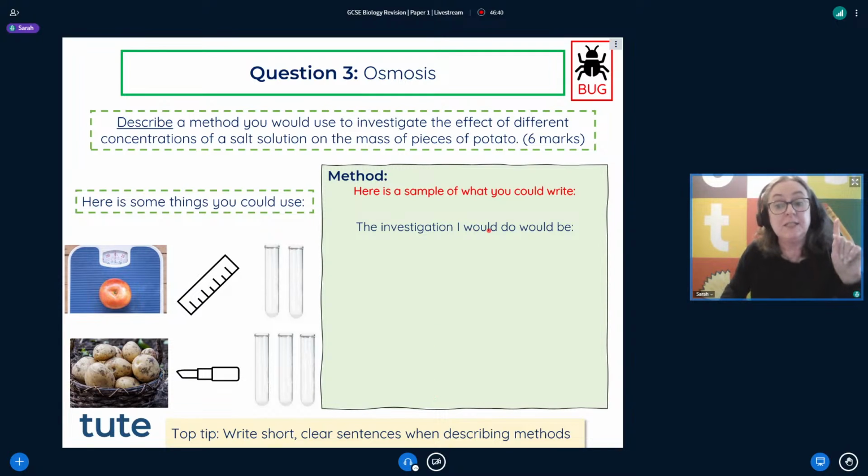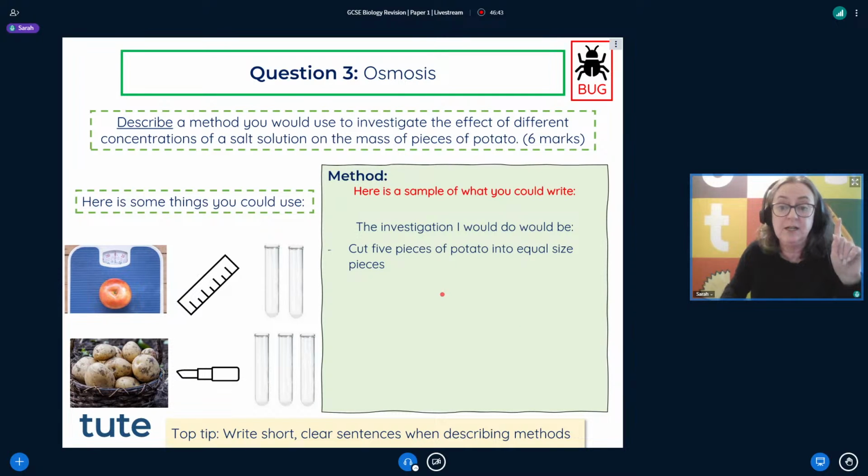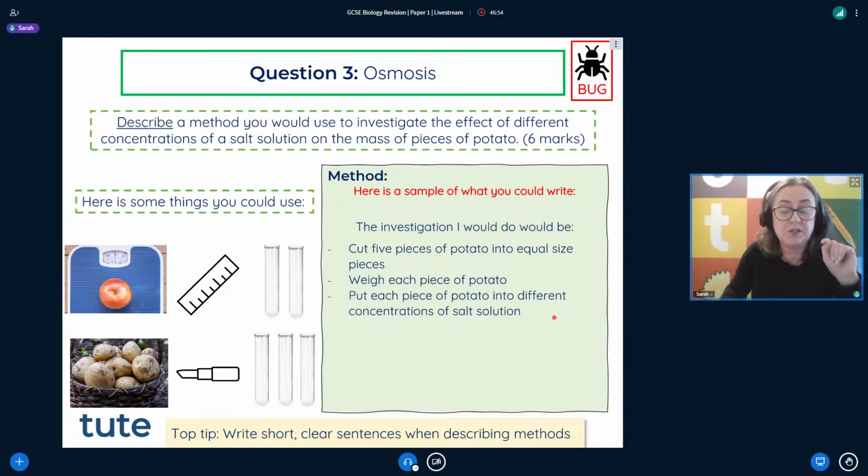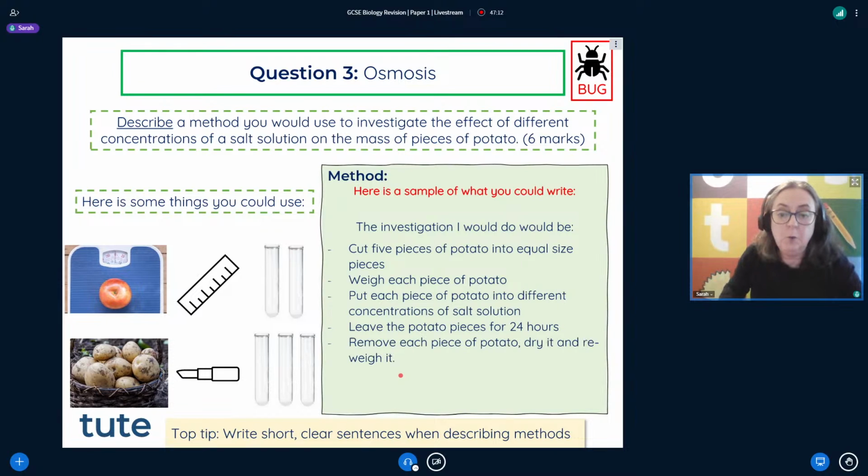So you would say the investigation I would do would be, firstly, cut 5 pieces of potato into equal size pieces. Okay. Then weigh each piece of potato. Then put each piece of potato into different concentrations of salt solution. So they'll be varying in concentration from very dilute to pure water, right up to much stronger solutions of salt. And then you leave the potato pieces for 24 hours to let that osmosis process take place. Okay. And then you remove each piece of potato, dry it, just tap it, because you don't want to soak up the water or affect the results.